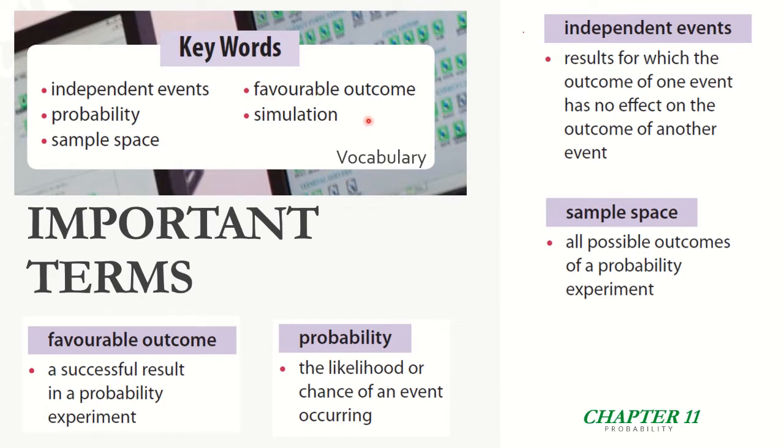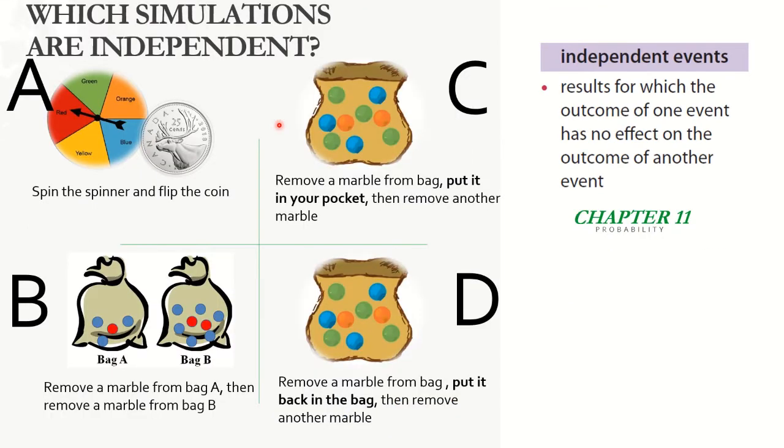And finally, simulation is just a word that we use when we do a probability experiment, whether that be a real experiment or, in our case, a theoretical one. All right, so let's recognize which of these events on our screen here are independent or not independent events. Now remember, for an event to be independent, it cannot affect the next thing in the experiment. They have to be completely separate of each other.